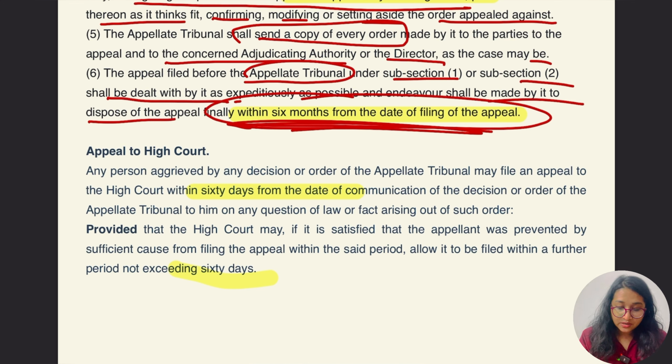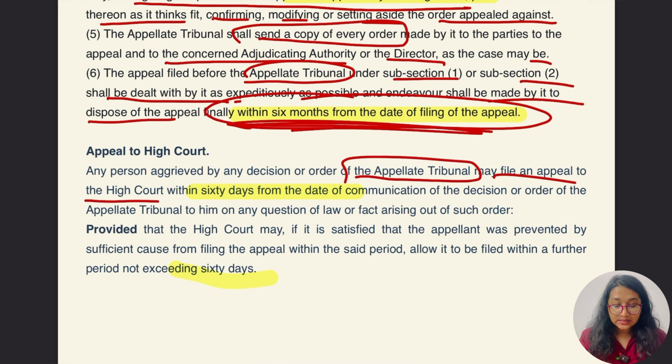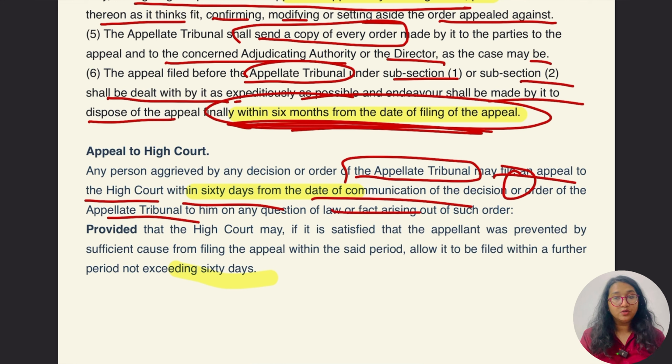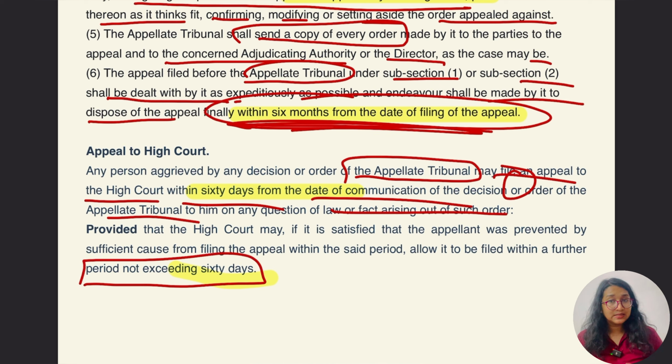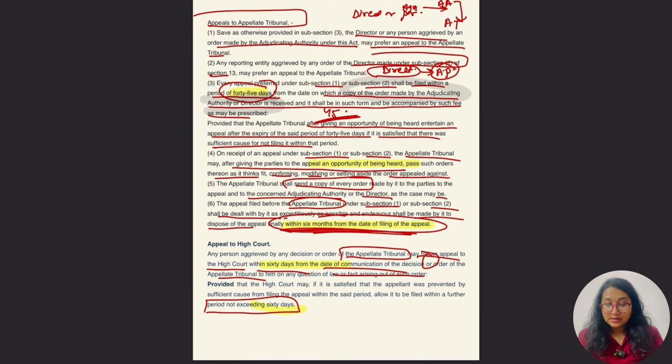Any person aggrieved by the decision or order of the appellate tribunal may file an appeal to the High Court within 60 days from the date of communication of the order of the appellate tribunal to him, on a question of law or fact arising out of such order. Provided that the High Court may, if it is satisfied that the appellant was prevented by sufficient cause from filing the appeal within the said period, allow it to be filed within a further period not exceeding 60 days. In both cases, an extension was granted. For the above, the 45 days had an extension, and in this case it's 60 days. Okay, hope this point was clear.